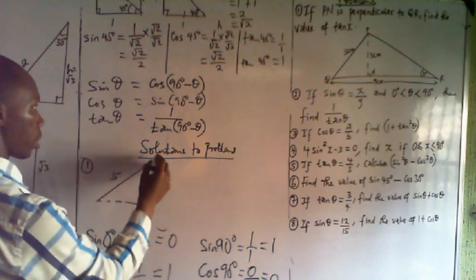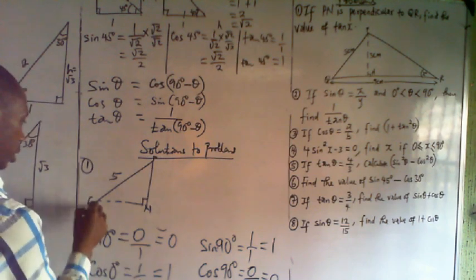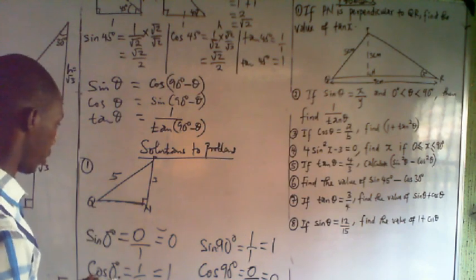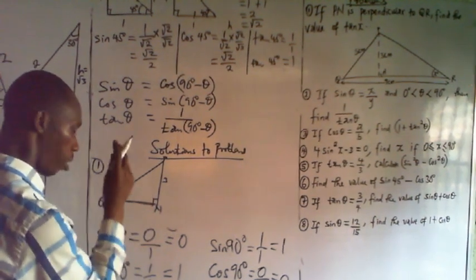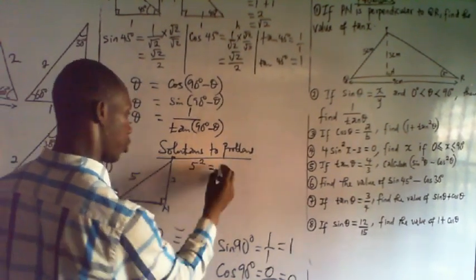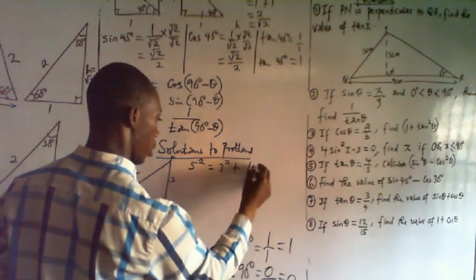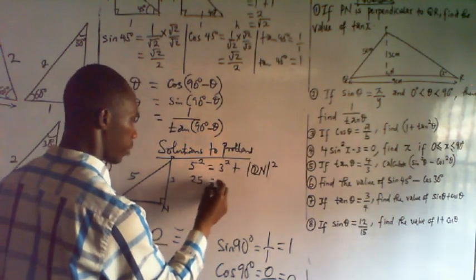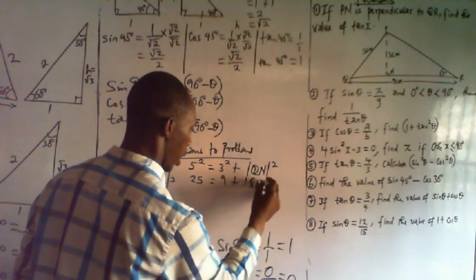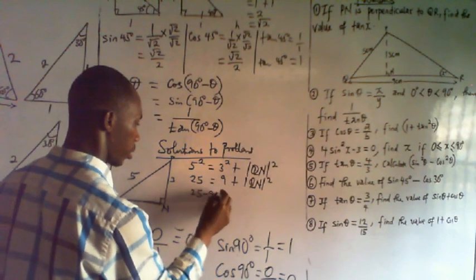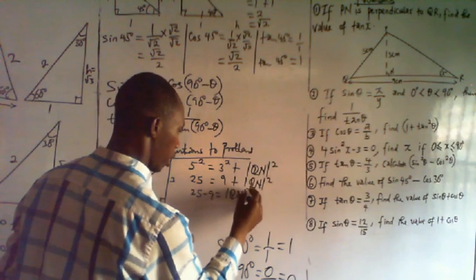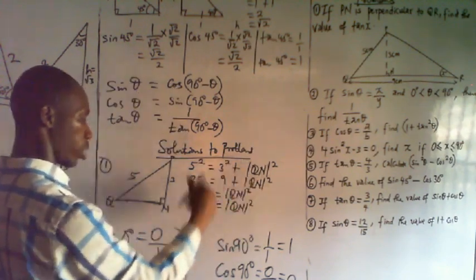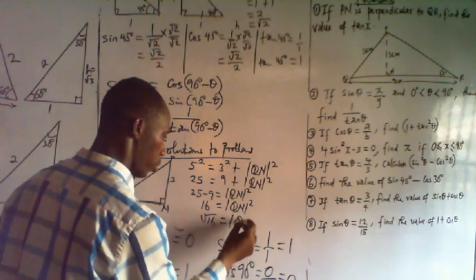We have a right angle here. Here is P, here is N, and here is Q. Here is 3. So let's find QN. What then will be the value of QN? Remember, still on Pythagoras theorem, 5 squared is equal to 3 squared plus QN squared. 5 squared is 25, 3 squared is 9, plus QN squared. 9 comes over here, 25 minus 9 is equal to QN squared. This will give us 16 equals QN squared. Taking the square root, the square root of 16 equals QN.